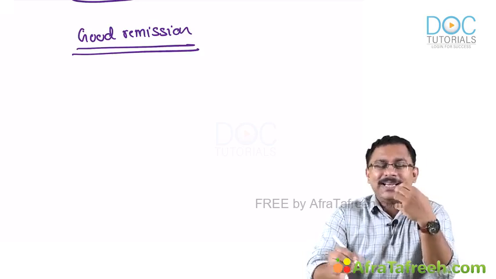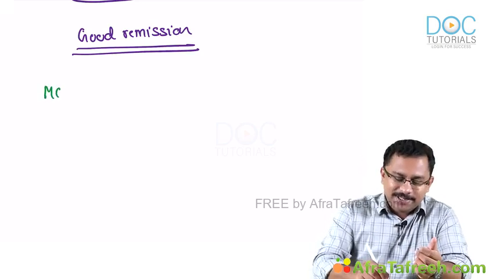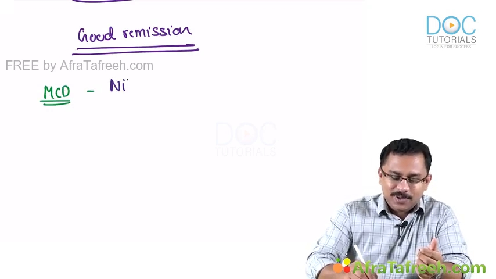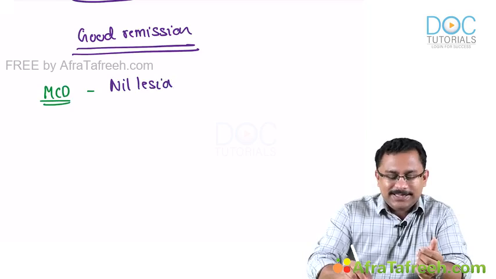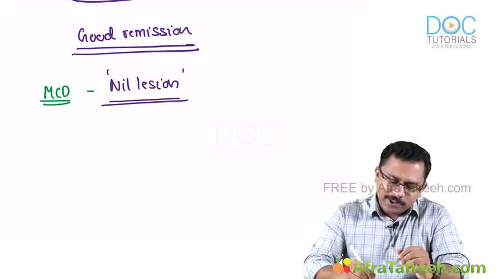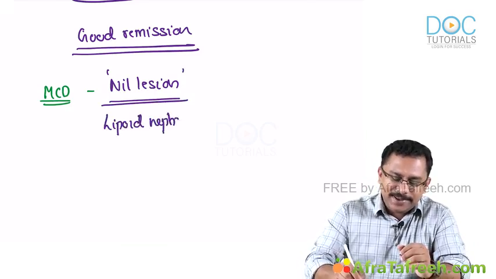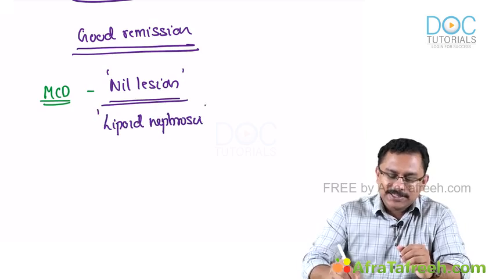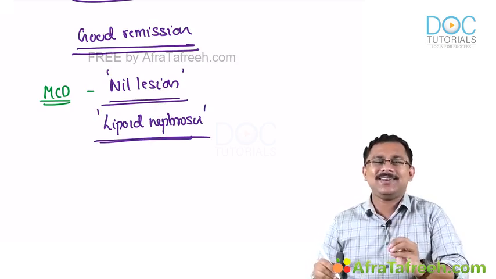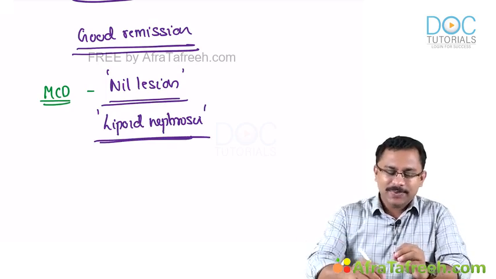Minimal change disease is also known by the term nil lesion, because per se you are not having much lesion, so it is a condition of nil lesion. Another name for this condition is lipoid nephrosis. So in case somebody asks you what is lipoid nephrosis, it's nothing but another term for minimal change disease. Very clear.